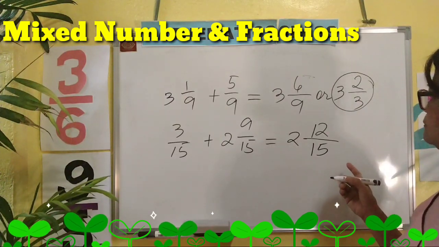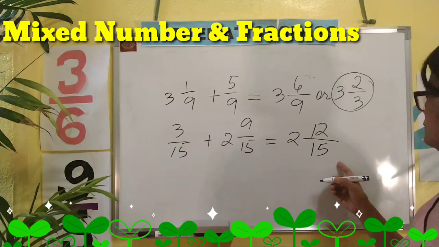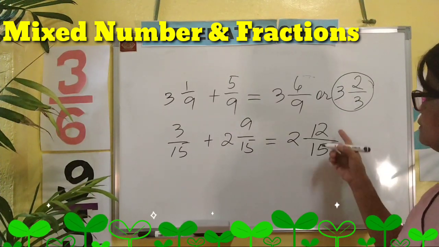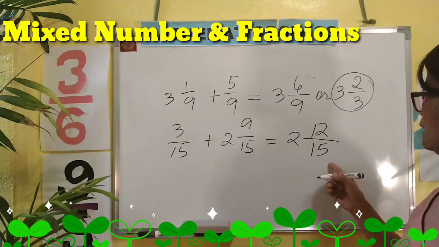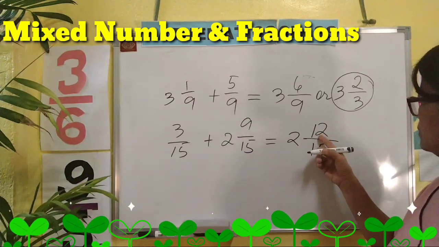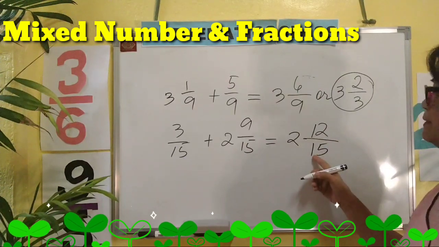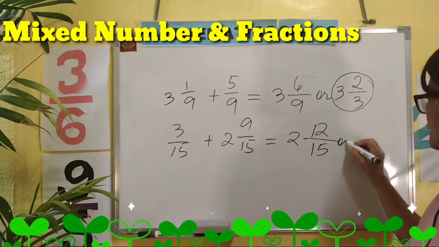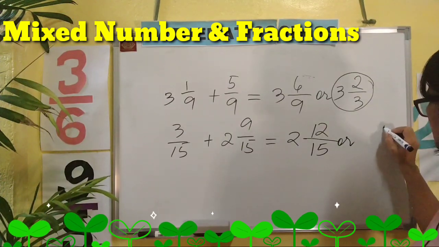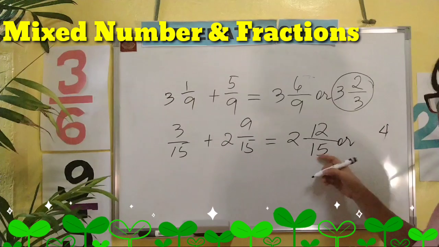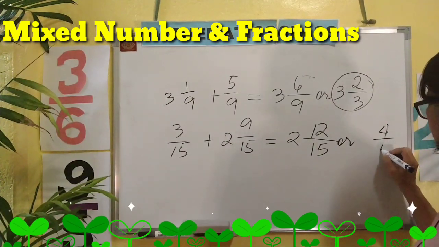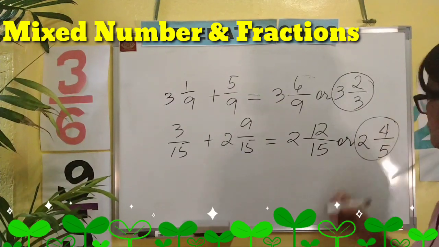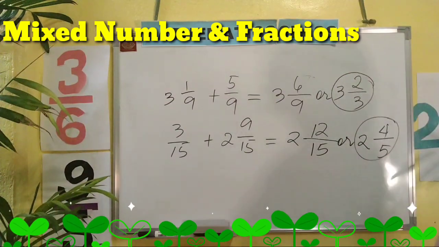Is there a lowest term for 12/15? Let us see if there is a greatest common factor for 12 and 15. The GCF for 12 and 15 is 3. 12 is divisible by 3. 15 is divisible by 3. So, 12 divided by 3 is 4. 15 divided by 3 equals 5. Then, copy the whole number. This is your possible answer.